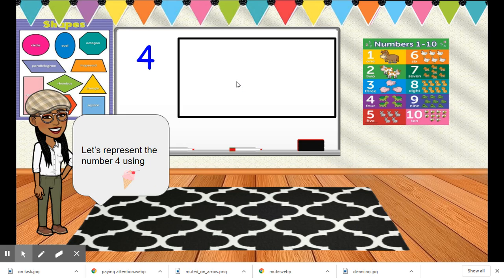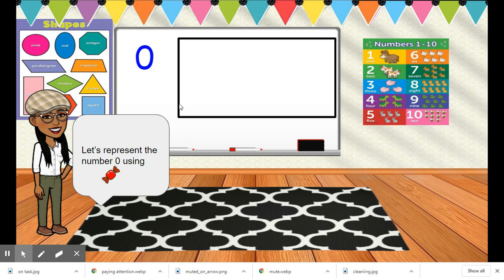All right, now let's represent the number 4 by using ice cream cones. You don't always have to use counters to represent numbers. You can use other objects as well. So let's do it. 1, 2, 3, and 4. So I represented 4 by using 4 ice cream cones.